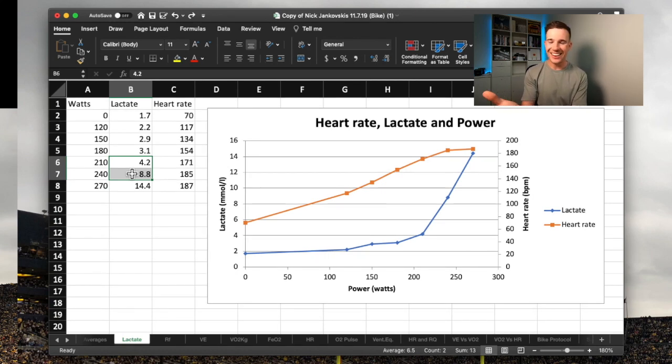The handheld device error is about 1 millimole. So we like to exceed that quite significantly to make sure we have a change. And you can see here that it's just rapidly rising after that. We go from 4 to 8, so it doubles quite quickly in the space of 3 minutes. And then another 3 minutes, it goes up even more again.